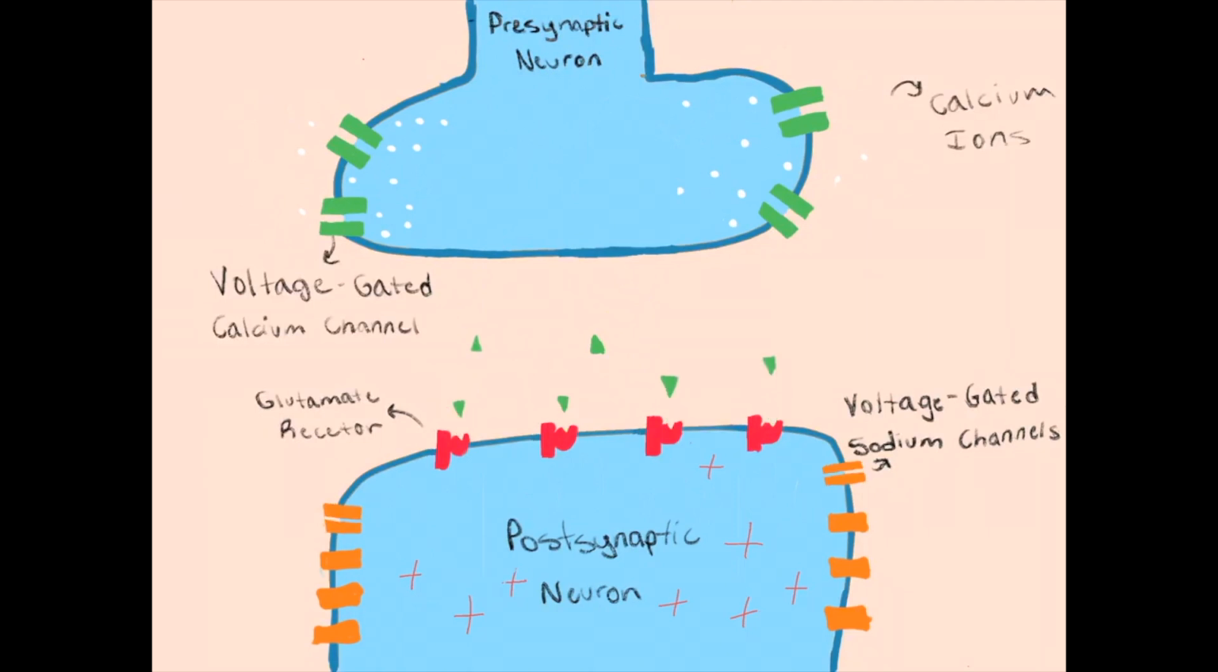This increases the positive charge within the neuron, a process called depolarization. This positive charge activates nearby sodium channels which allow more positive charge to flow in. This in turn activates other nearby sodium channels, resulting in a domino effect creating action potential on the postsynaptic neuron.